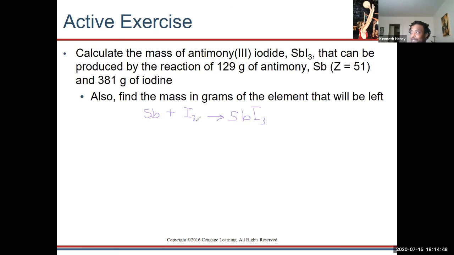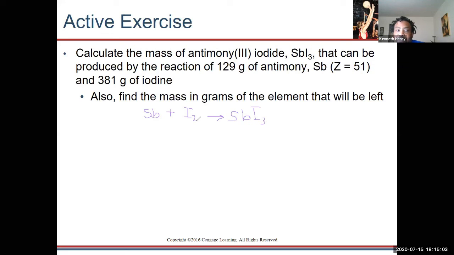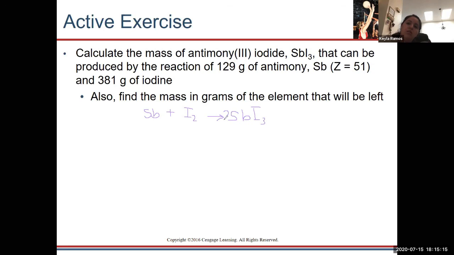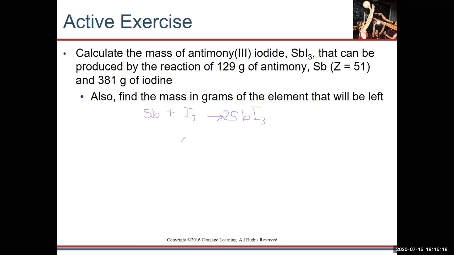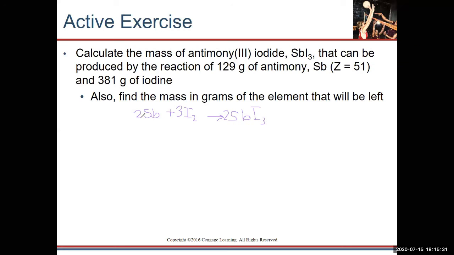Okay, so is it balanced? No. What do we need to do to balance it? What do I need to do to balance it? Put a 2 in front of the Sb on the product side, and then 3 on the iodine on the reactant side, and then 2 in front of the Sb. Okay, are you happy? I think so. Okay, so we got a balance.